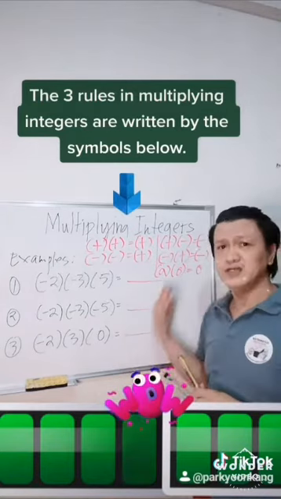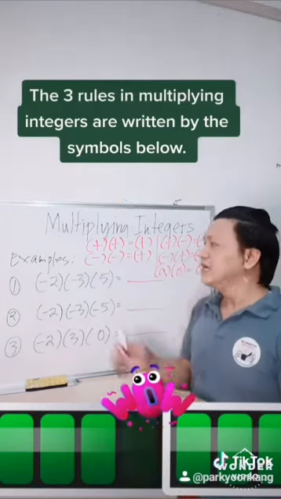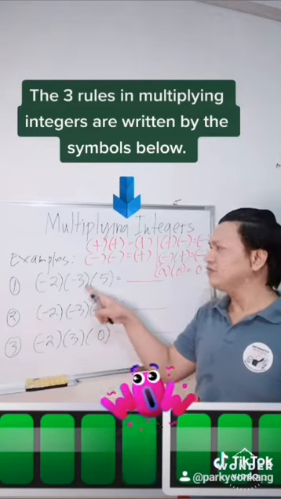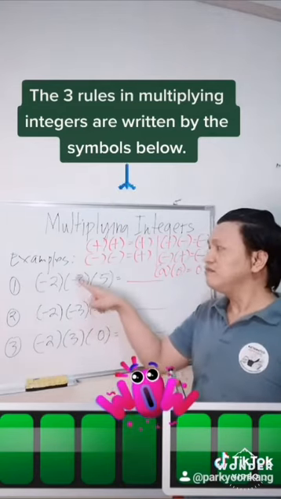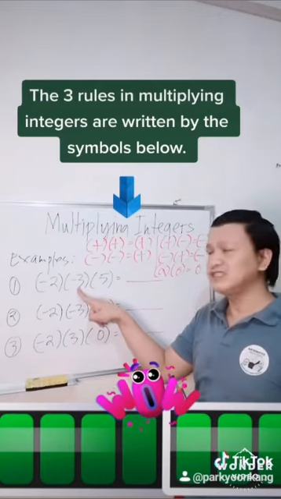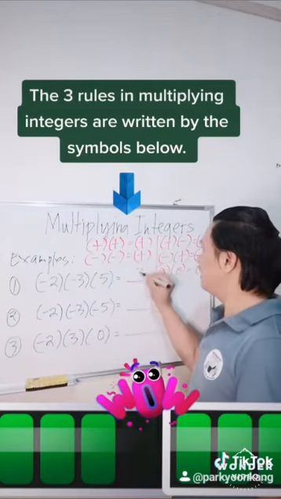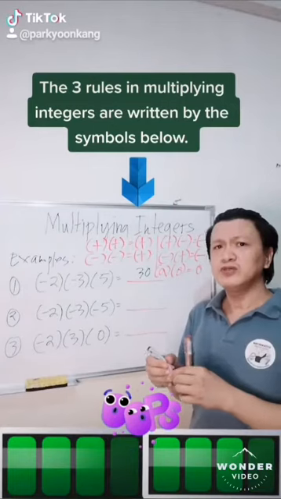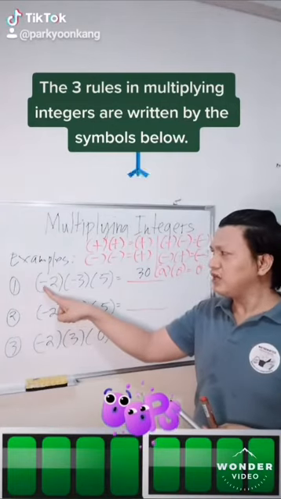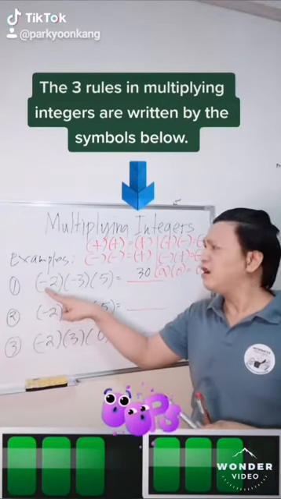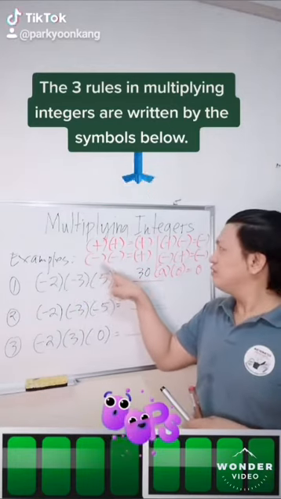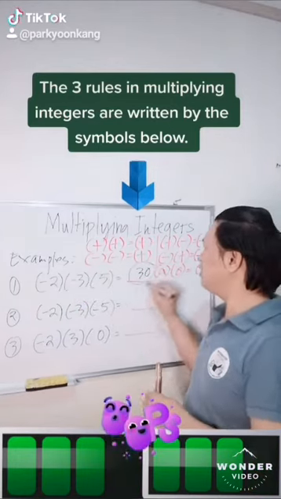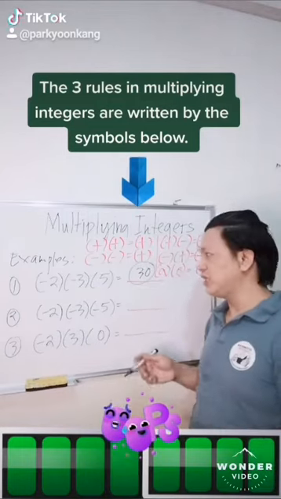Now, let's apply those rules. We have number 1, negative 3 multiplied by negative 3 and positive 5. How are you going to get the product? You simply do 2 times 3 is 6, times 5 is simply 30. And go back to the sign. How many negatives are there? There are 2. Therefore, if there are 2 negatives, the product is positive. That's why it is positive 30, or simply 30.